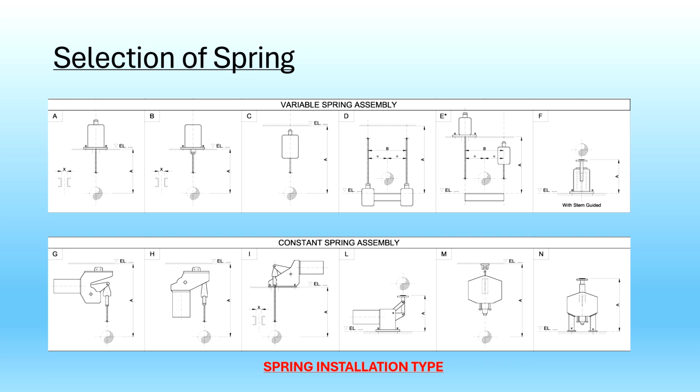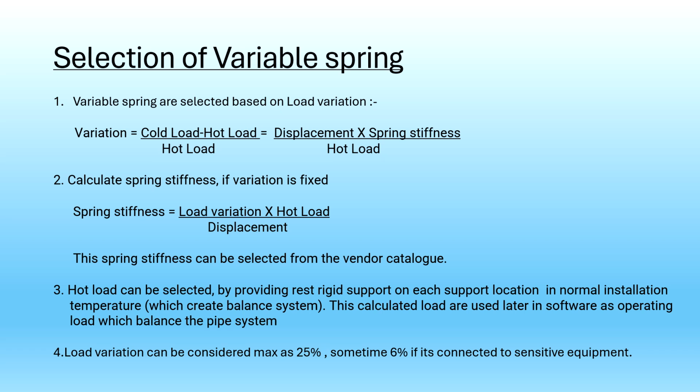Similarly, in the constant spring hanger we can also see a similar arrangement. The look will be different, but the type of hanger or can type will be the same. Let's see what we have in the next. Selections of variable spring.